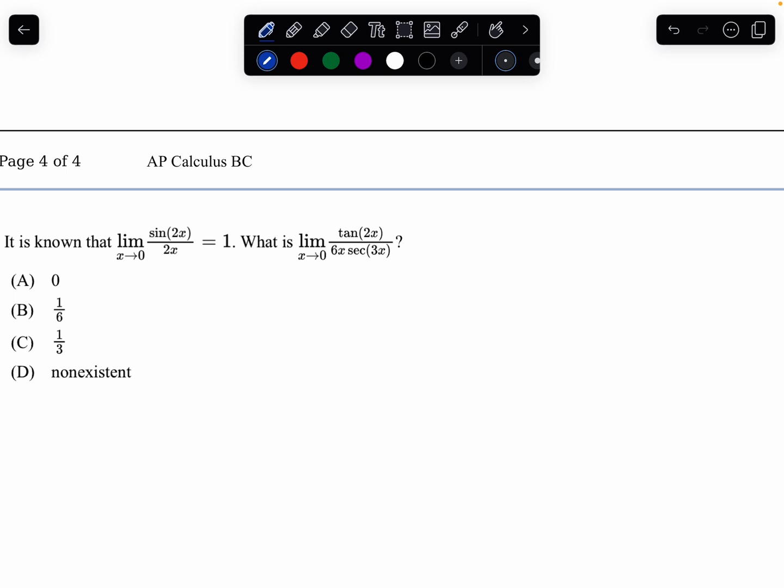Okay, so let's see if I can simplify it to a point where something can cancel and then I can substitute. So let's think about tangent of x. Tangent of 2x is the same thing as sine of 2x over cosine of 2x.